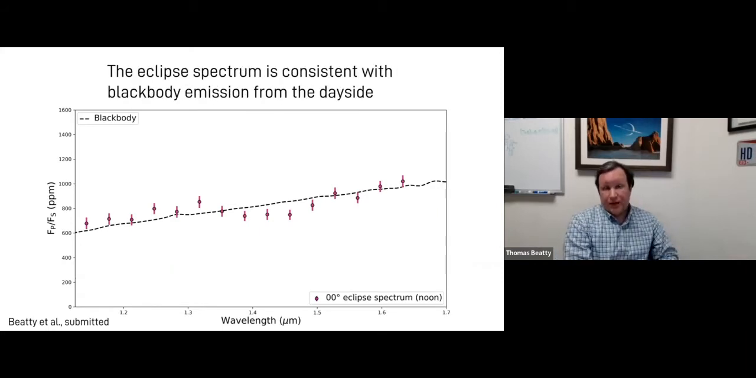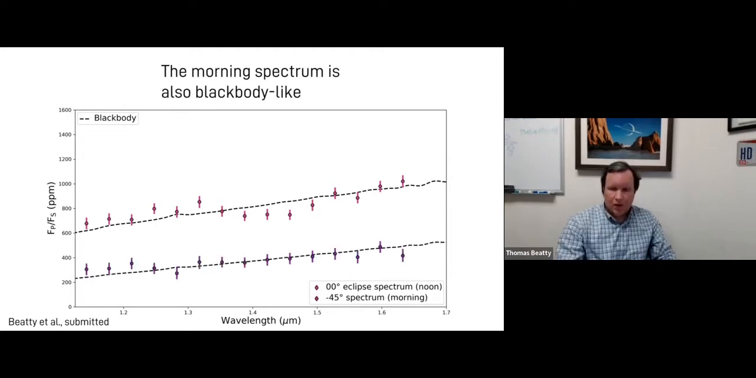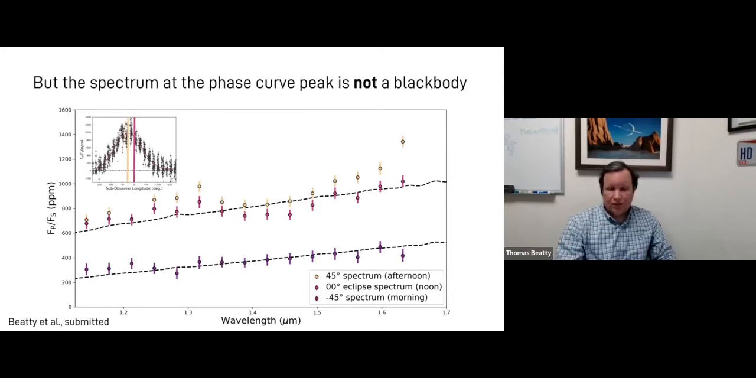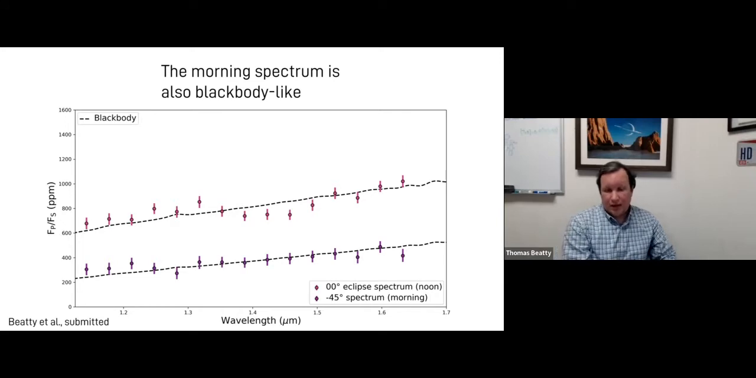The eclipse spectrum is consistent with blackbody emission from the day side. We've seen this a lot in other hot Jupiters. We look at the eclipses of these very hot Jupiters, and it looks like a blackbody flatline eclipse spectrum. The morning spectrum is also blackbody-like. We get a very nice flat line in the morning at about a longitude of minus 45 degrees.